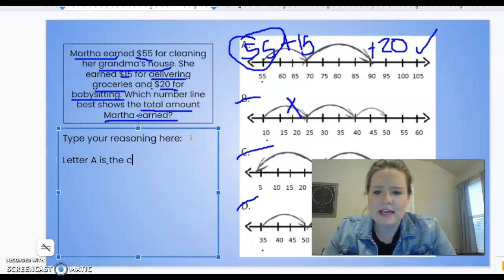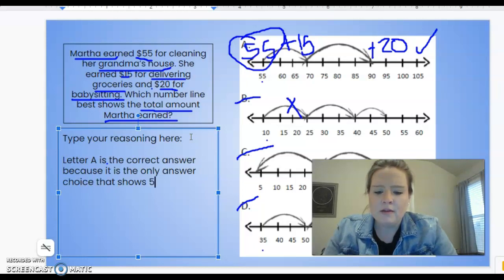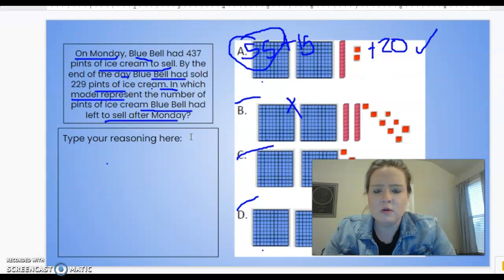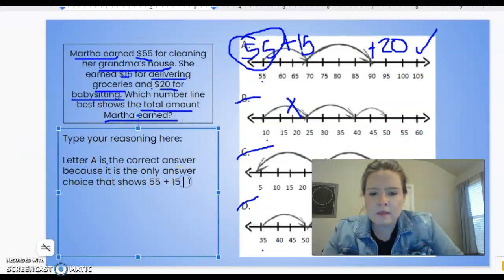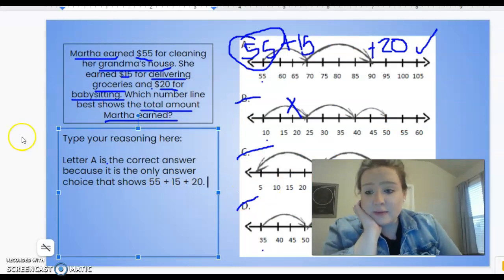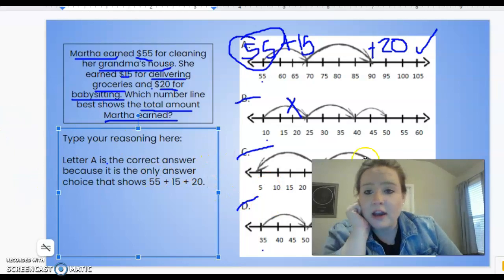Letter A is the correct answer because it is the only answer choice that shows 55 plus 15 plus 20. Okay, that's my reasoning, all right?